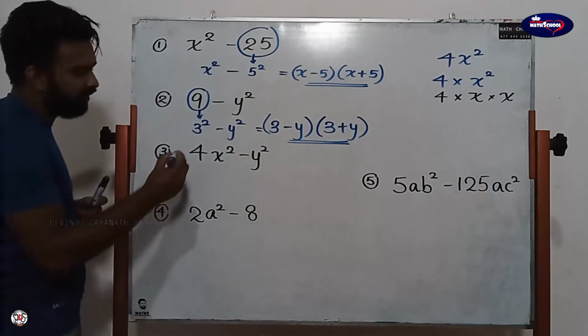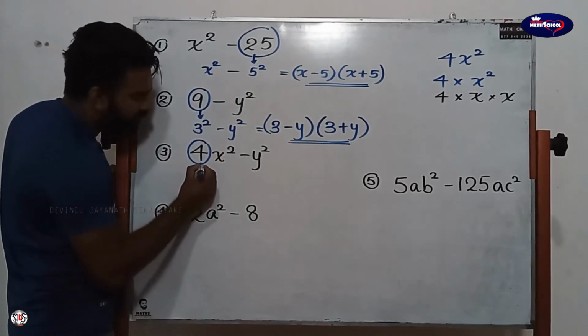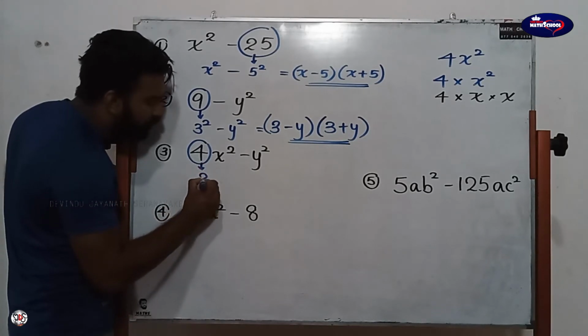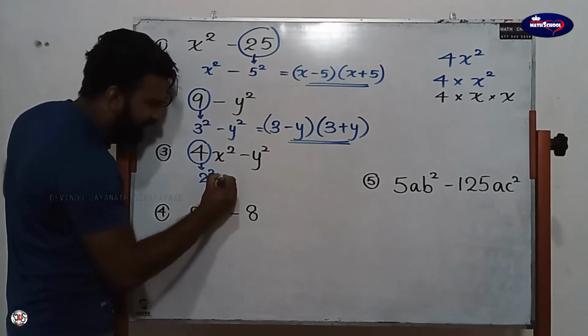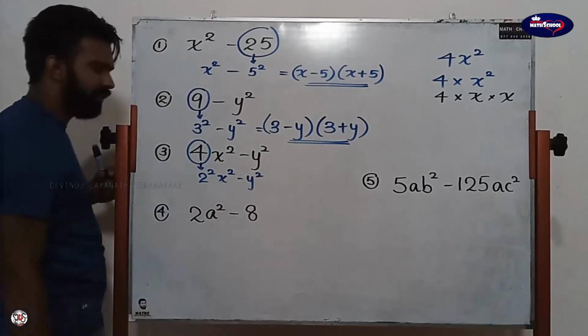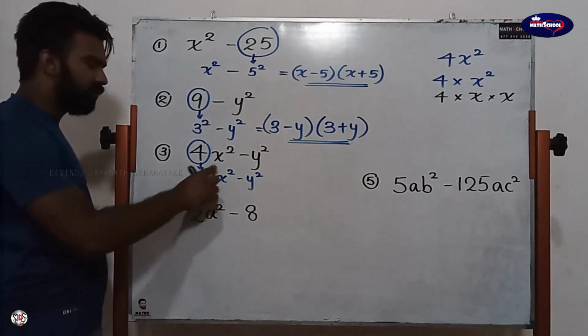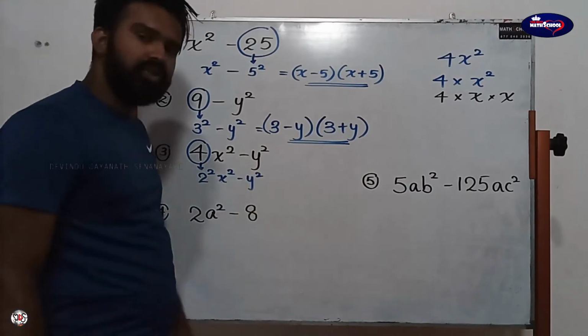So first of all, you should write this part also as a square. So 4 you can write as 2 square. x square means x square minus y square. And this is the way of writing, okay? This is the way of writing. 2 to the power 2, x to the power 2 minus y to the power 2.